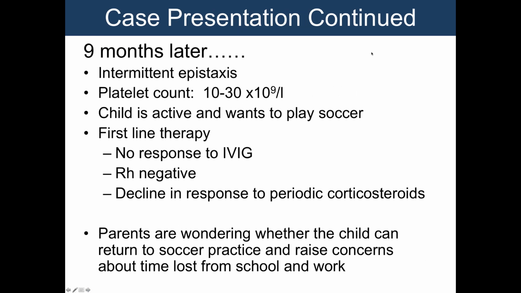If we come back to our young child 9 months later, mom is back in your office and is reporting a lot of intermittent epistaxis. It's not that long, but it's usually occurring during the middle of the day at school. The child's platelet count is ranging anywhere from 10 to 30,000. The boy is active and wants to play soccer, and he's tried some first-line therapy, but unfortunately he had no response to IVIG. He's Rh negative and therefore not a candidate for anti-D, and he's had a decline in response to periodic corticosteroid use throughout the last 9 months.